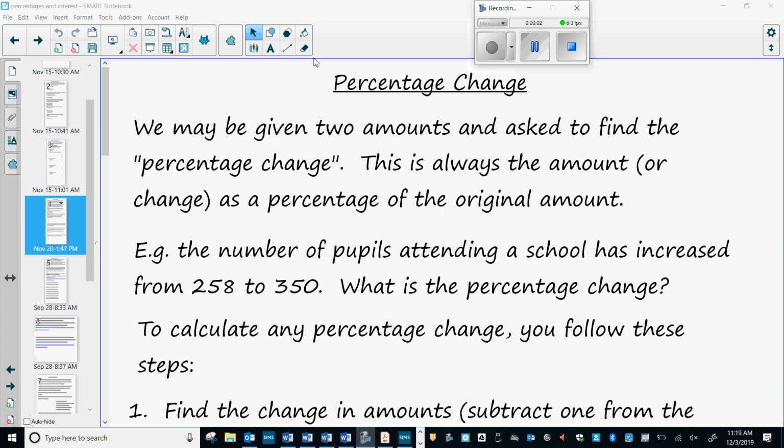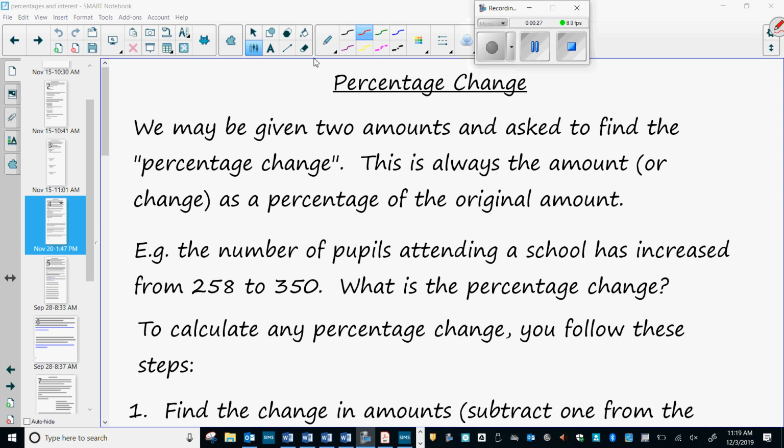Okay, so percentage change. Again, all of this should be familiar to you because you've done it all last year. So we may be given two amounts. Okay, so it could be a starting amount and a finishing amount, and you're asked to find the percentage change. So in other words, how much has it changed from one to another? It's always going to be as a percentage of the original amount.